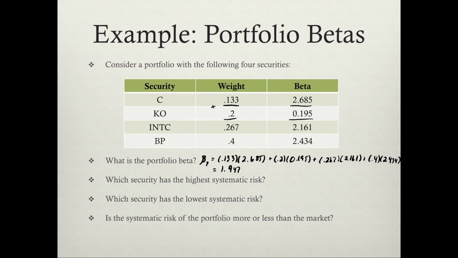So which security has the highest systematic risk? Here we're looking at the beta, so Citigroup. Which security has the lowest? Coca-Cola. And is the systematic risk of the portfolio more or less than the market? It is more, because the beta is greater than 1.